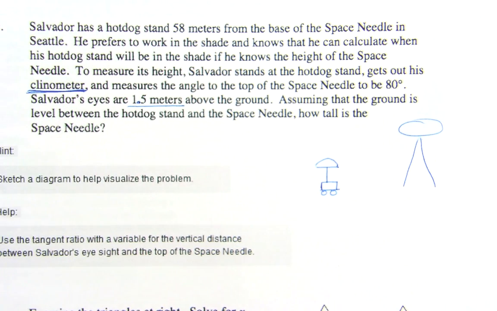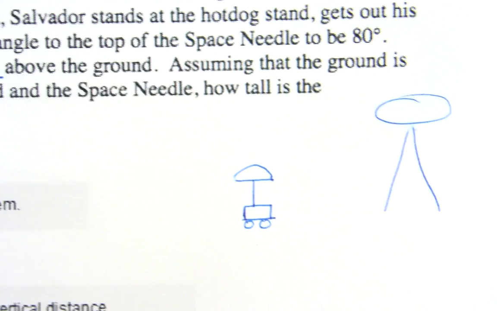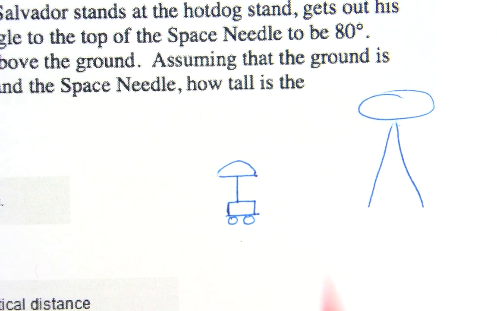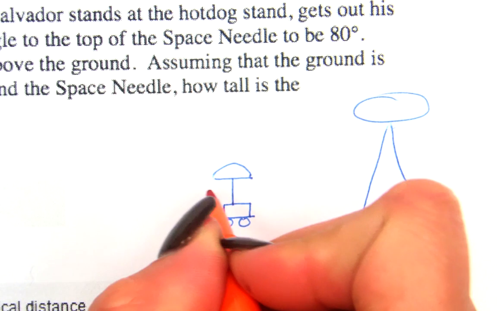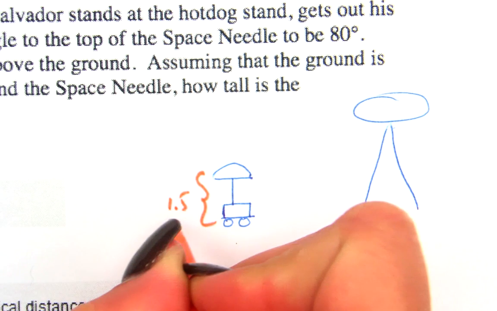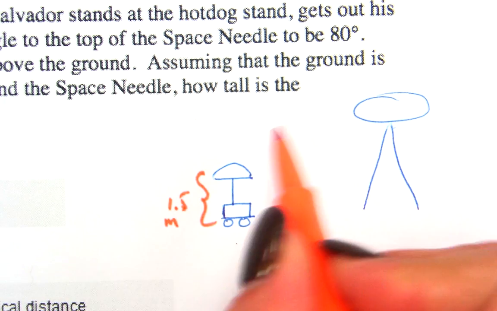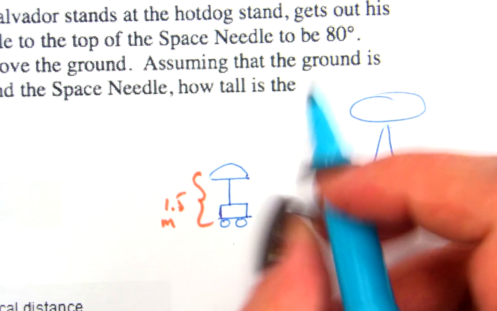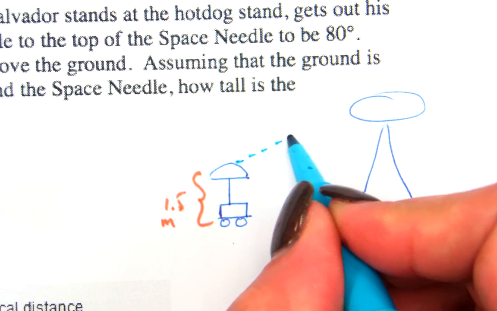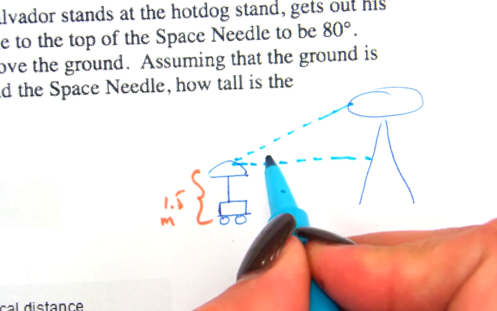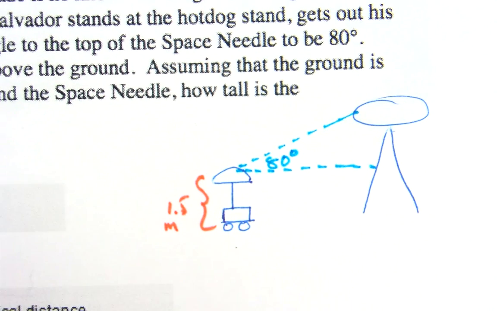Okay, so we're going to zoom in really quickly. He is 1.5 meters off the ground. Right, so let's just say he comes up to the hot dog stand, 1.5 meters off the ground. And then he looks up to the top of the Space Needle, and he knows it's going to be at an 80-degree incline. And the question is, how tall is the Space Needle?